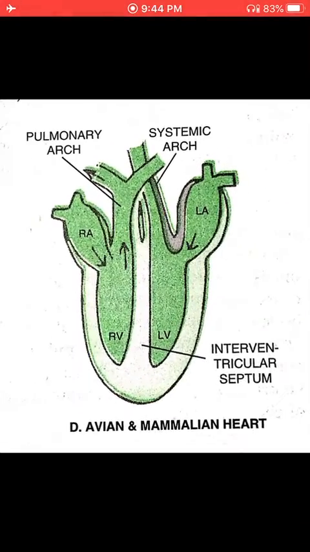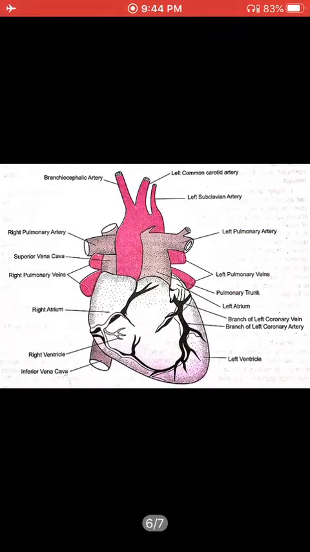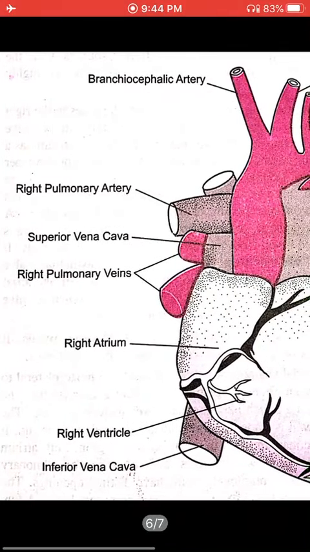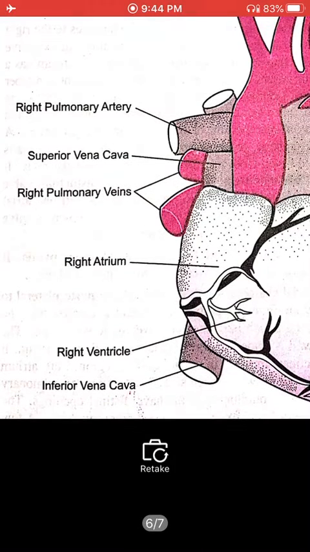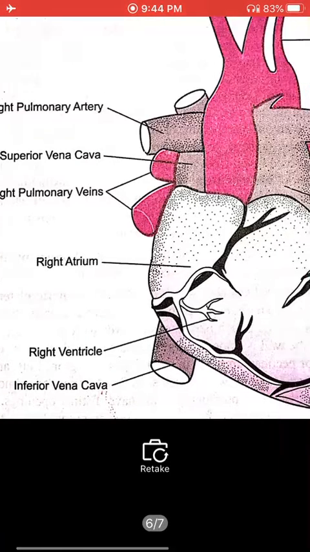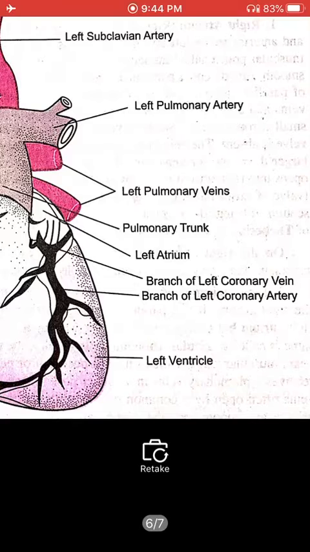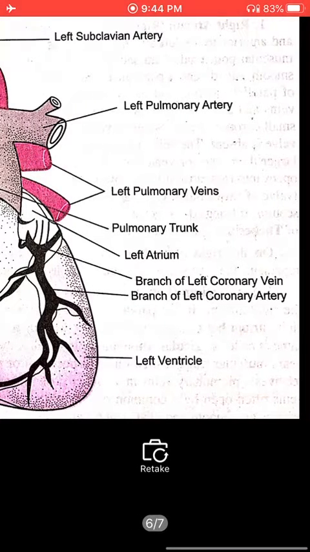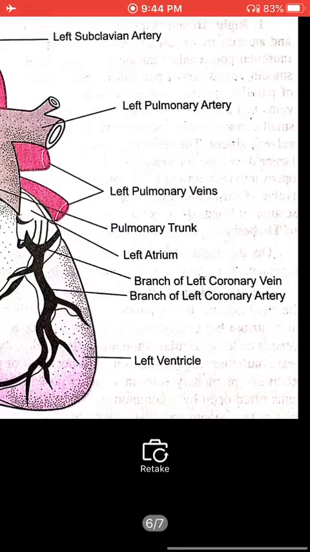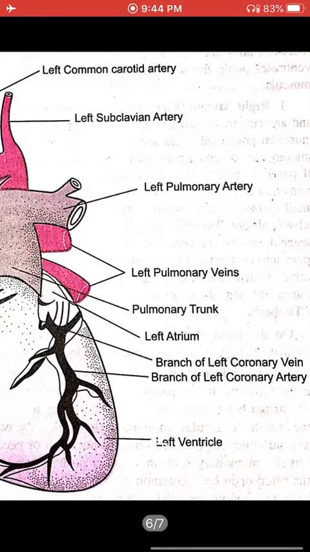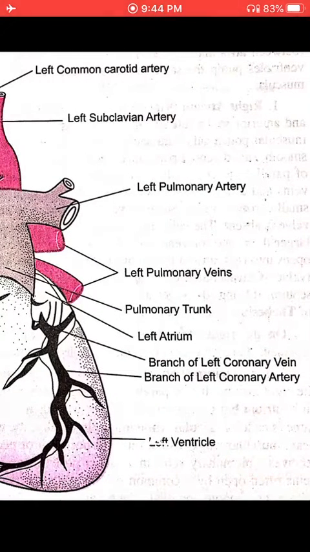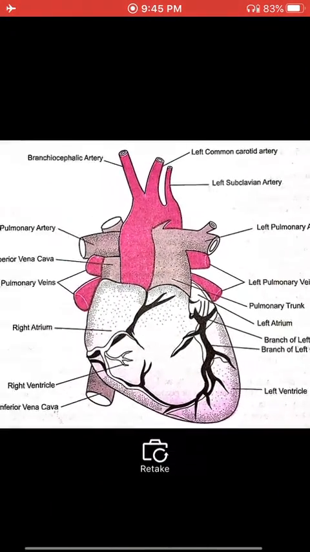Now let's see the human heart. This is the structure of the human heart. From the left side, we have the brachiocephalic artery, right pulmonary artery, superior vena cava, right pulmonary vein, right atrium, right ventricle, inferior vena cava, left subclavian artery, left pulmonary artery, left pulmonary vein, pulmonary trunk, and left atrium. These are all the parts we can see from the outside.